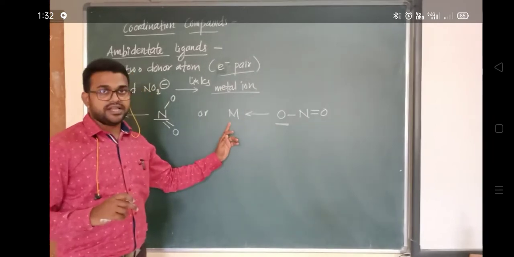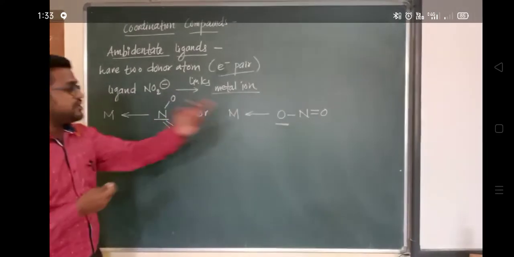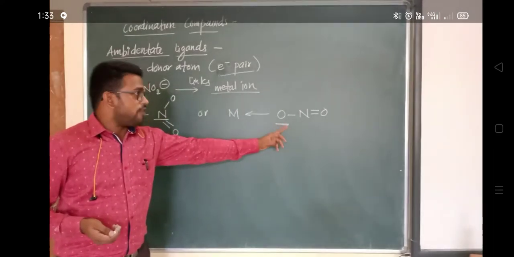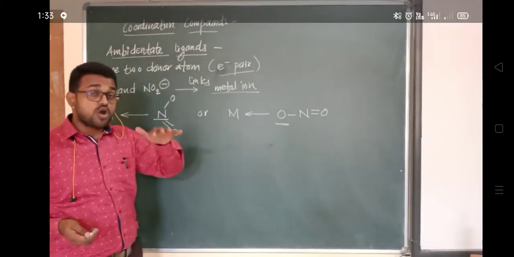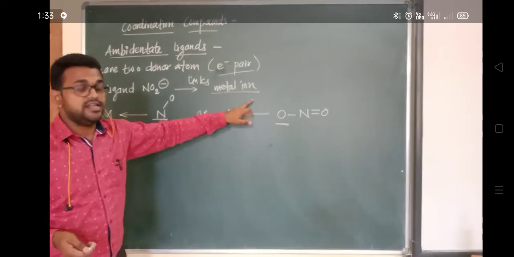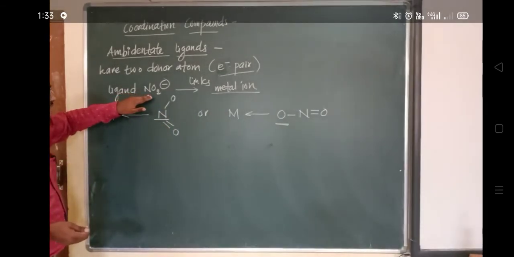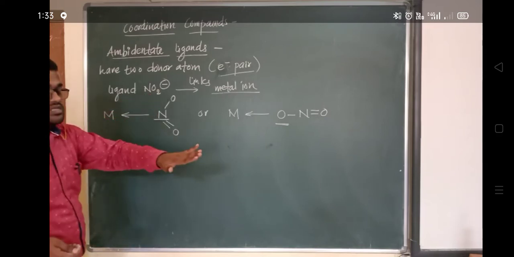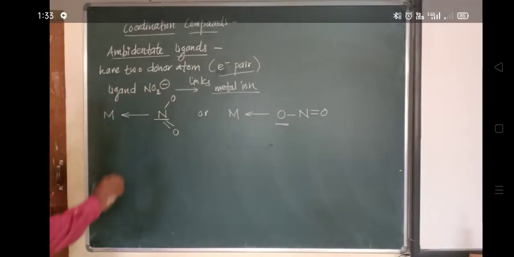Such a ligand, in which either one atom or a different atom of the same ligand contributes in donating its electron pair to a metal ion, in which one of its atoms, either this or this atom, contributes in donating the electron pair, is called an ambidentate ligand. So this is a different kind of ligand. Similarly, SCN is another example.